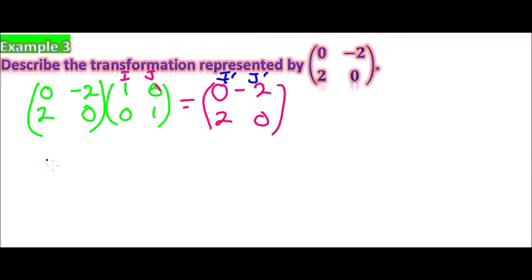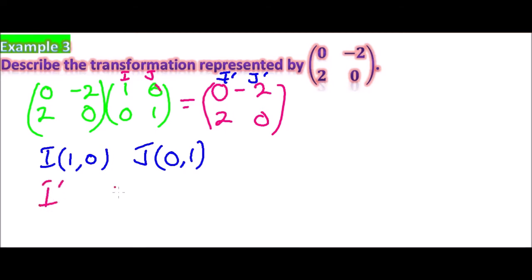So this means that this is the image of I and this is the image of j. From there, our I has coordinates 1, 0. Our j has coordinates 0, 1. And our image, we have our I prime with coordinates 0, 2. This is what we have obtained after multiplying the unit square. And we have a j prime, which will be minus 2, 0. So let's make a sketch of that and see what has happened to the unit square, which is going to give us the transformation represented by this matrix.